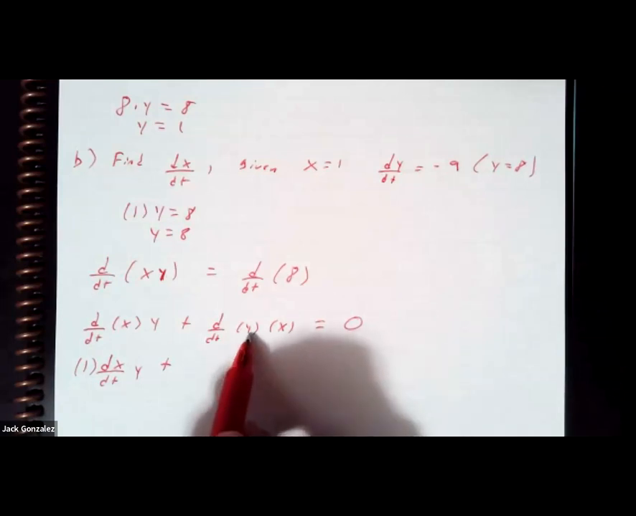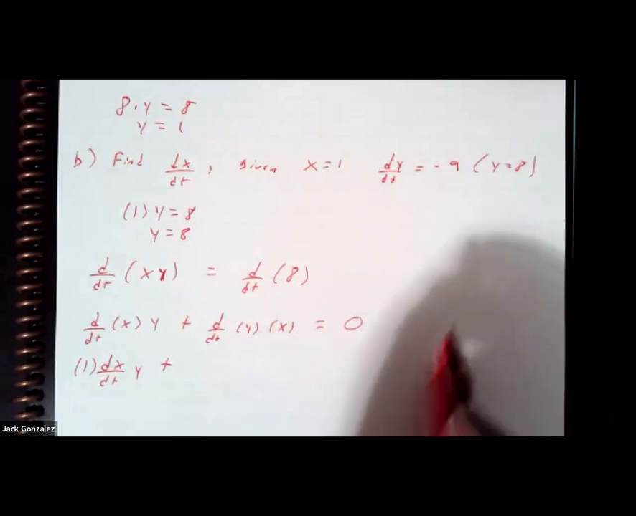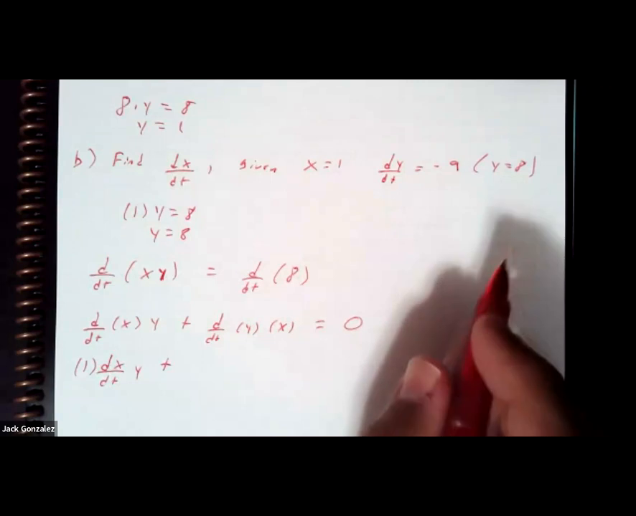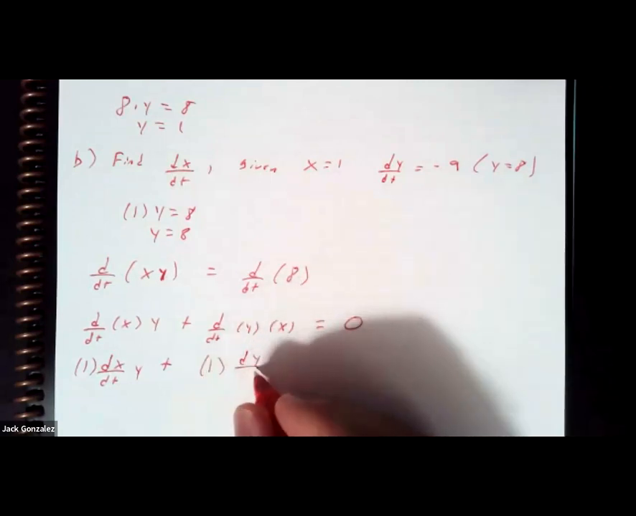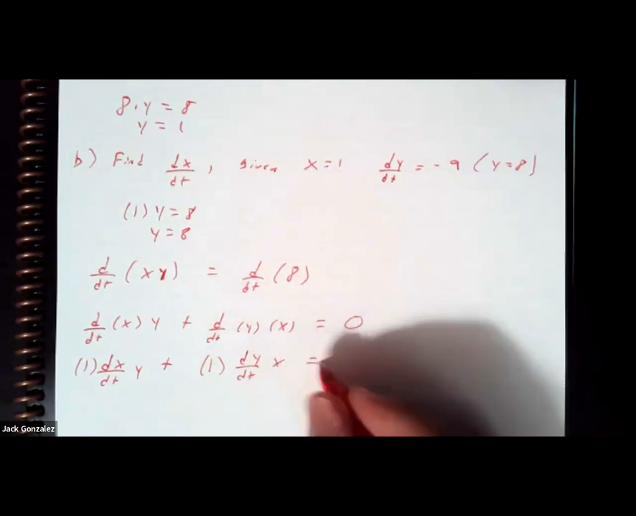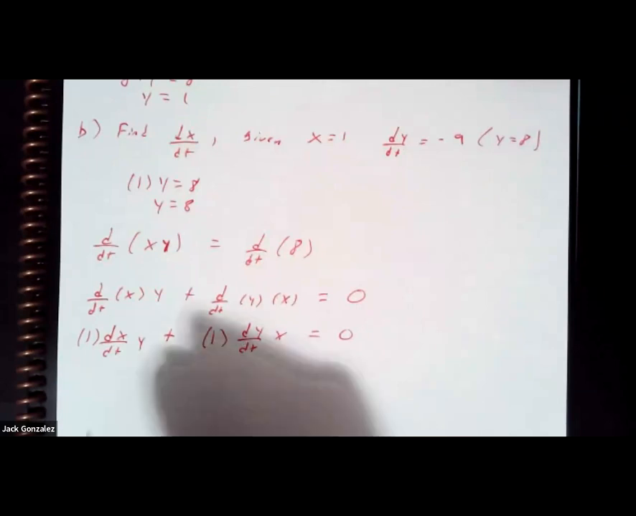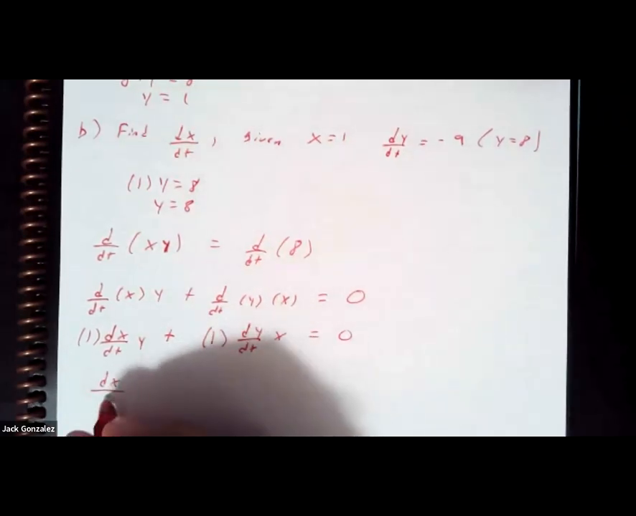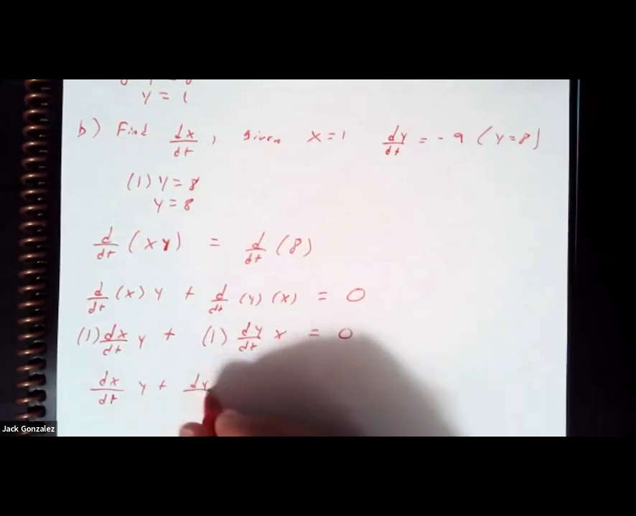Derivative of y. Oh, I see what you're saying. Well, you're technically right. So that would be 1 times dy dt. But yeah, in the next step, we'll plug it in. Okay, so at this point, they want us to solve for dy dt.